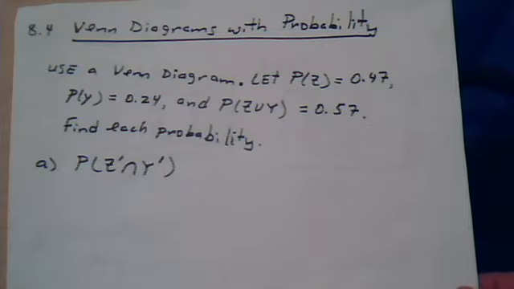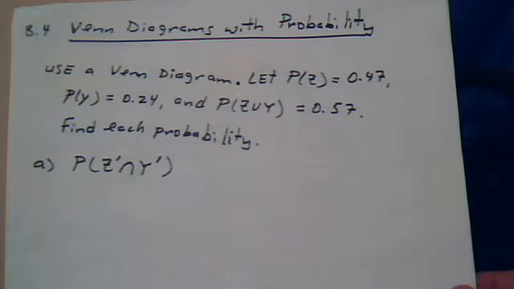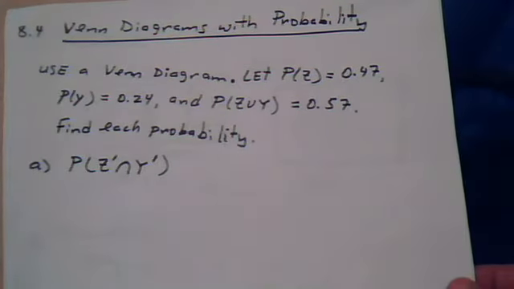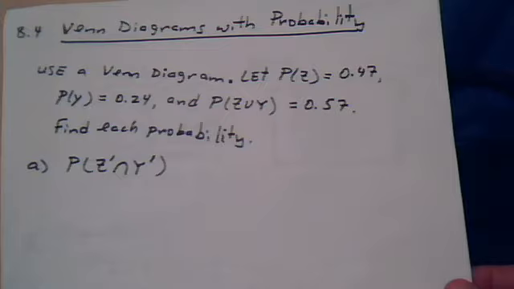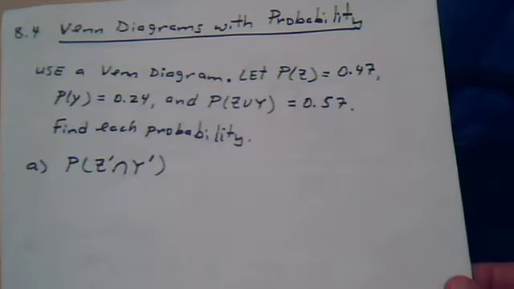Venn diagrams with probability. Let the probability of Z equal 0.47, the probability of Y equal 0.24, and the probability of Z union with Y equal 0.57. Find each probability.